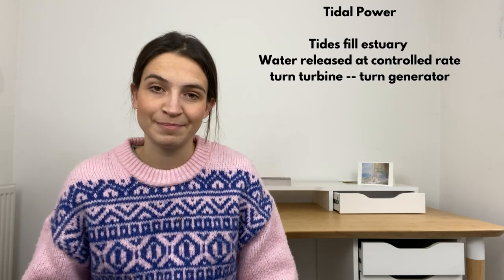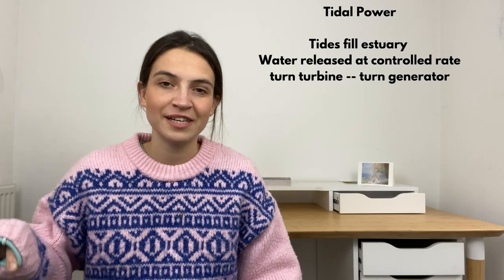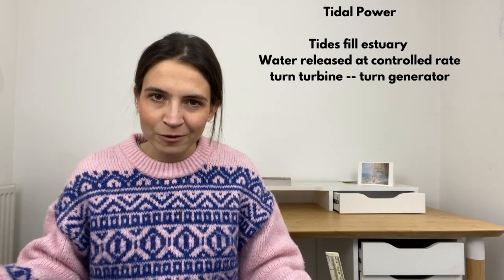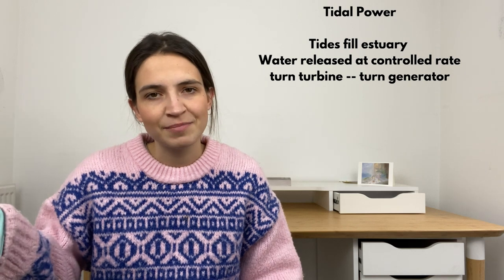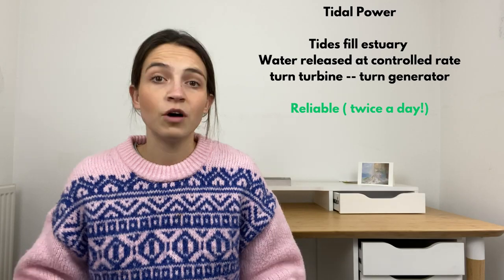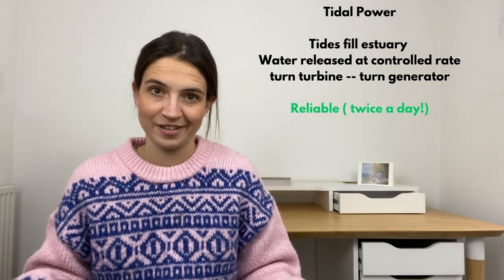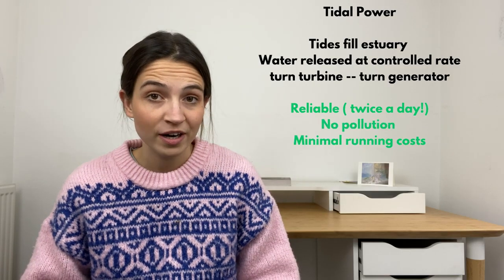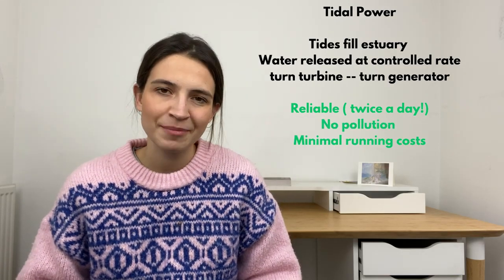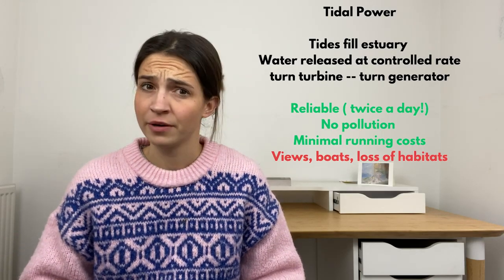Okay, similar but different, we have our tidal power. Again, you need to build a dam. When the tide is high, the water fills up the estuary, a height of several meters. It's held back by the barrage, and then very similar to hydroelectric power, you let that water out at a controlled rate. Obviously, this is quite reliable as tides have to happen twice every single day. No pollution and minimal running costs. However, there is damage to wildlife, people's view, and of course, a blockage to any boats trying to get through.